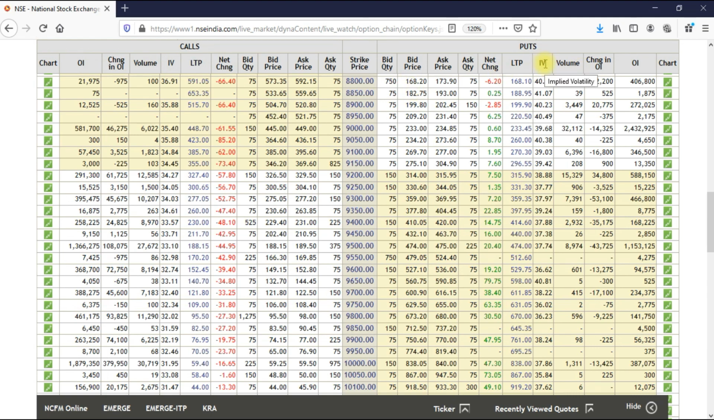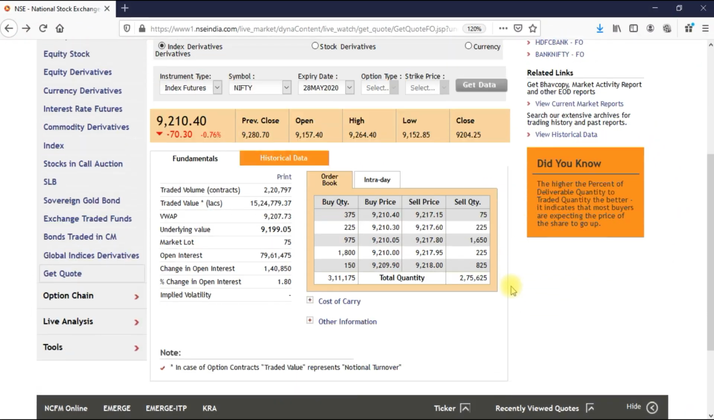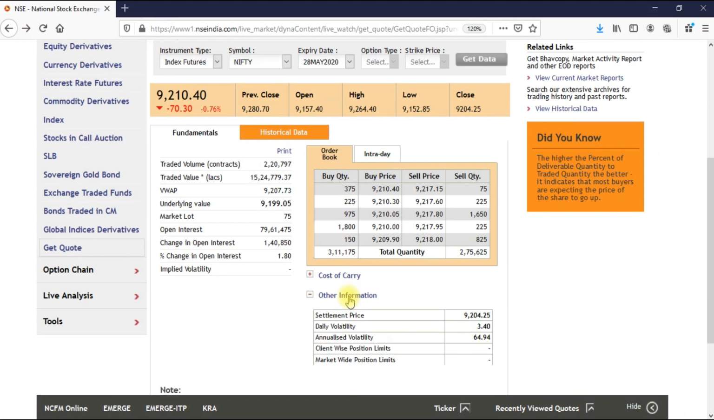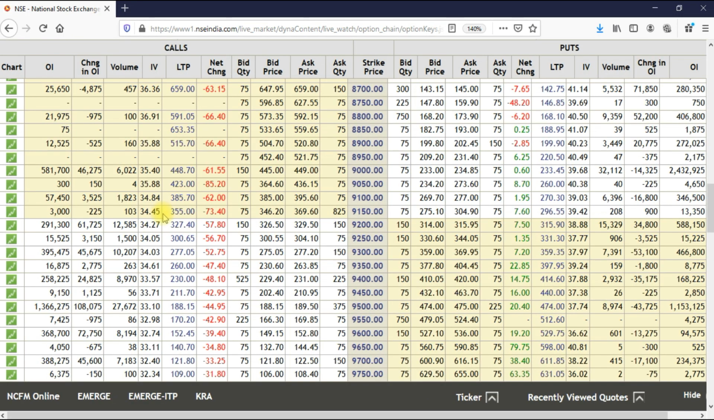Let us check the historical volatility of Nifty. How? In the same information under the Nifty snapcode, on the other information, click on this annualized volatility. See, 64.95. This is in terms of percentage, and this is the value considering one standard deviation. Standard deviation is a vast subject, but let us see only one thing of it. What is standard deviation in volatility? See, 9200's implied volatility is 34.27 and this is the value considering one standard deviation.